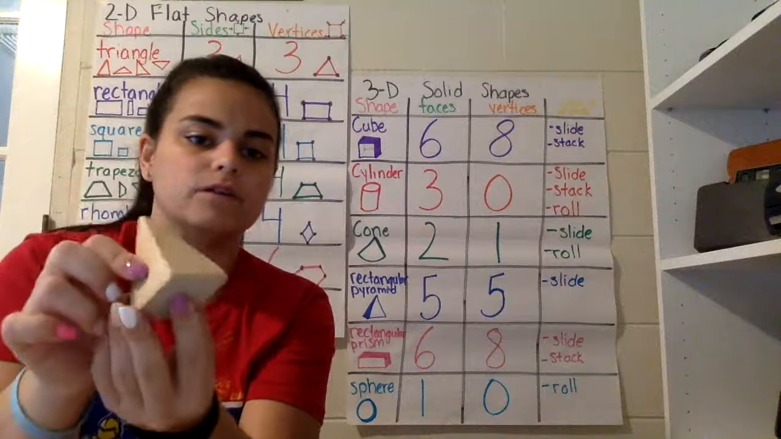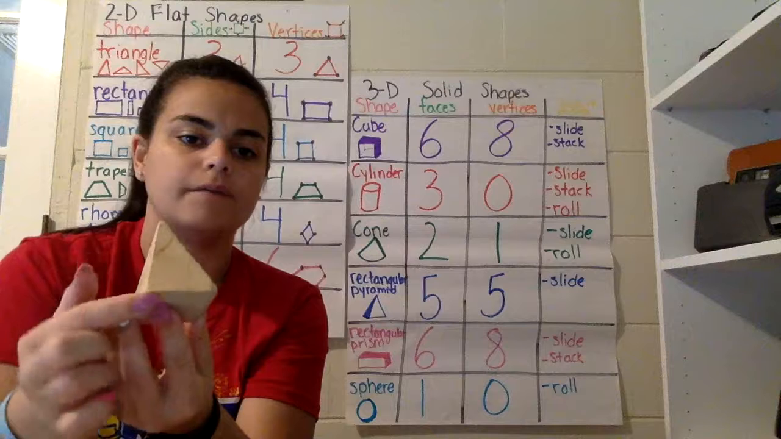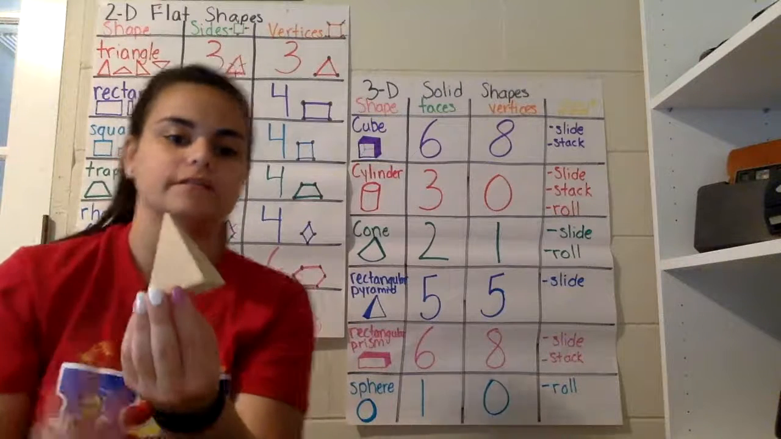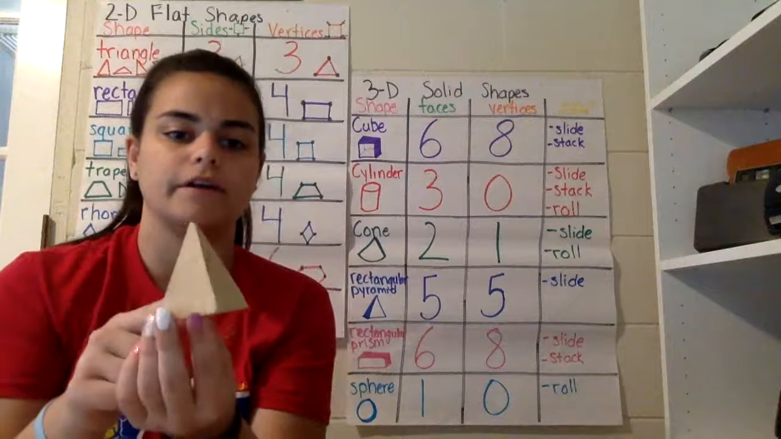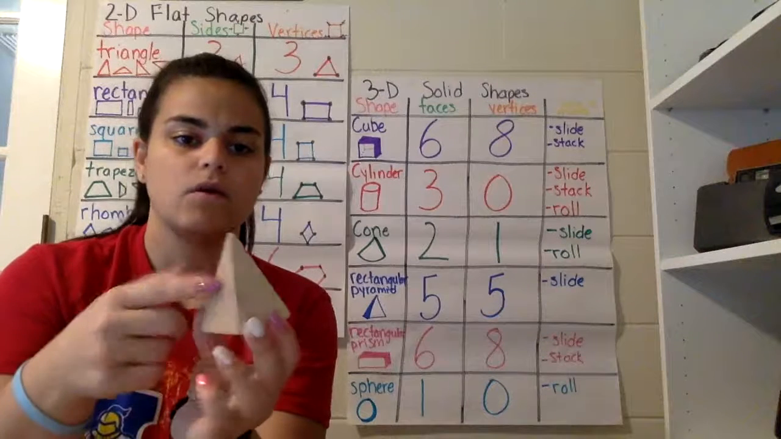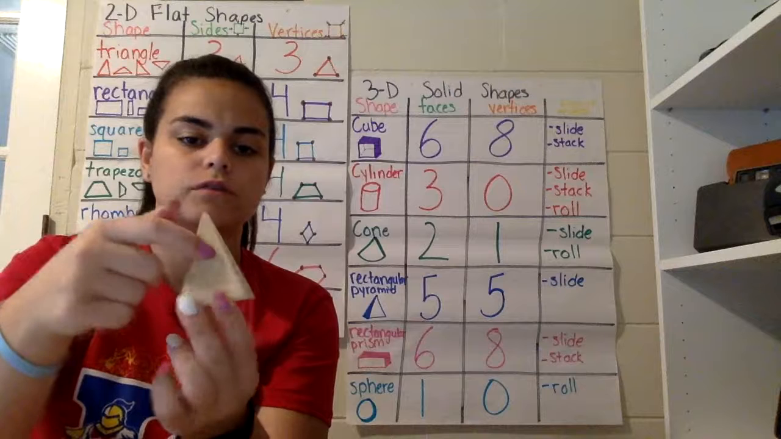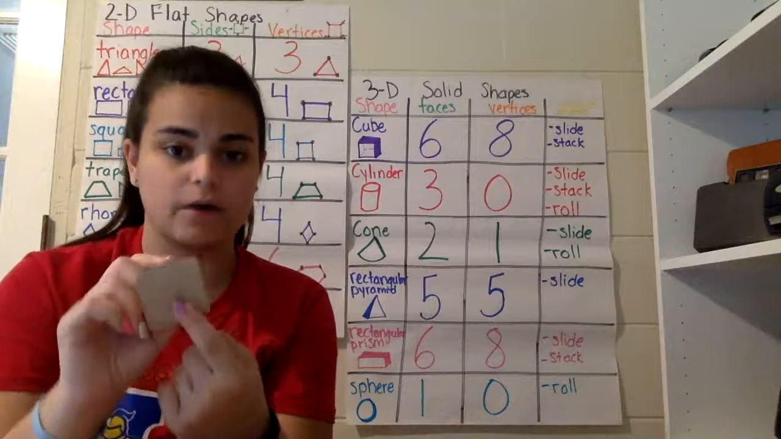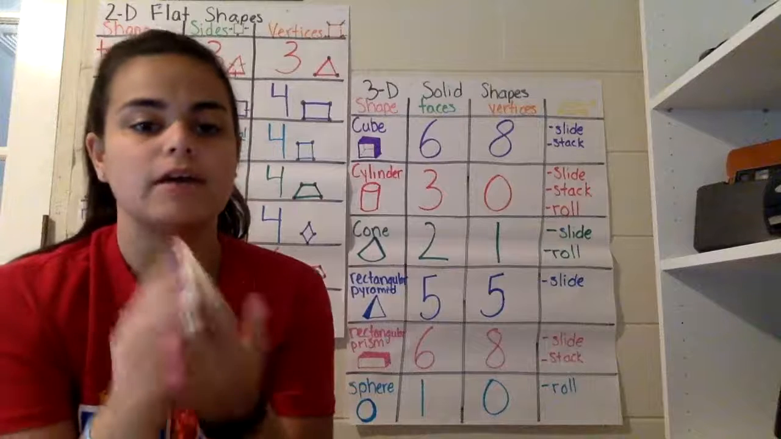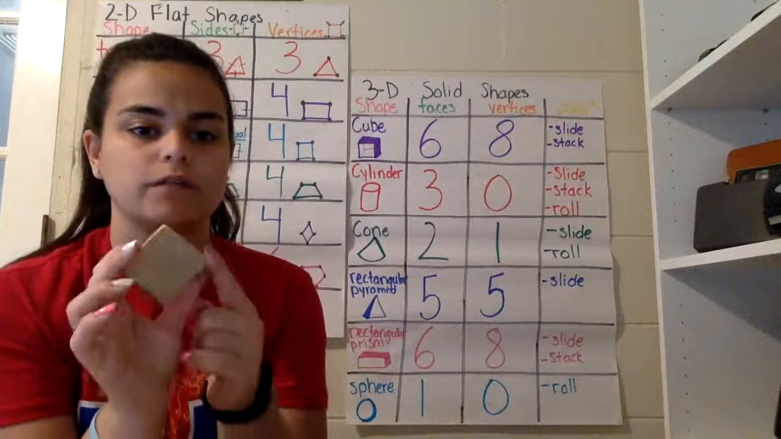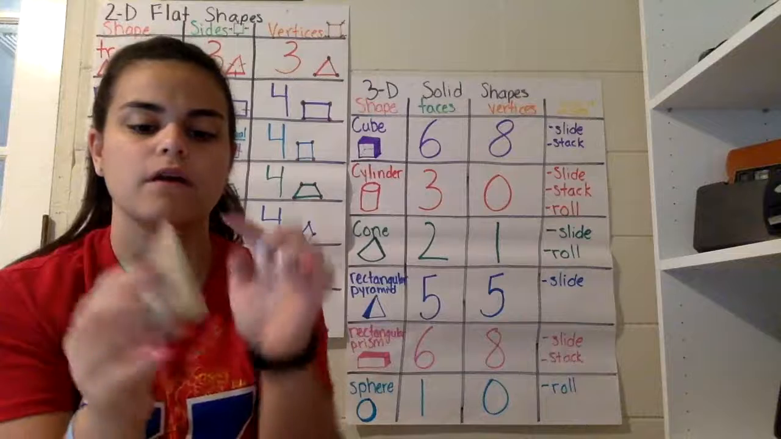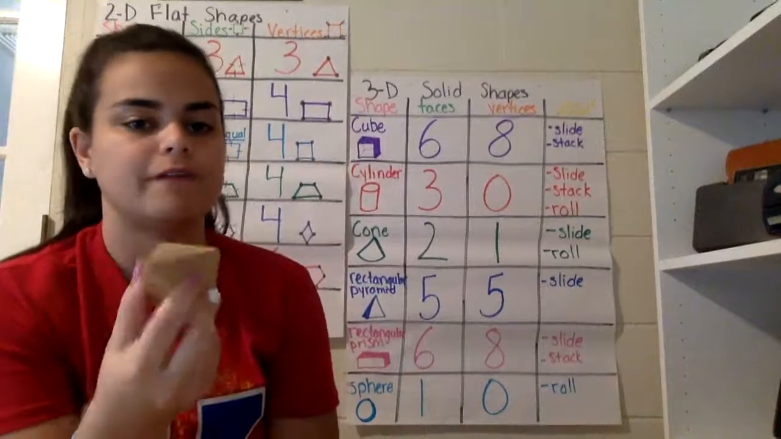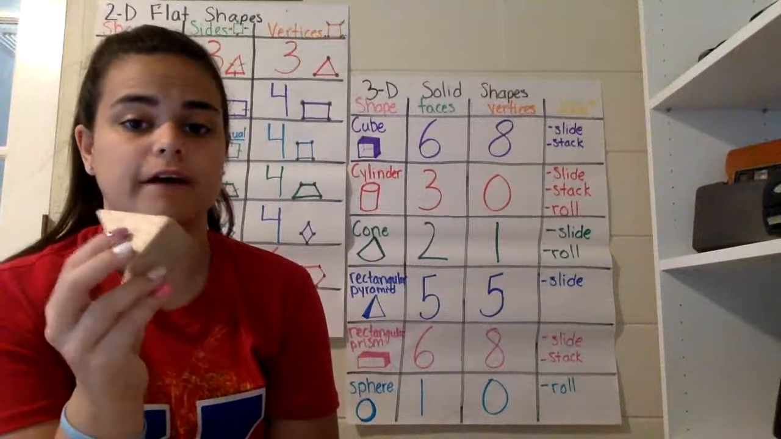Now, looking at the sides, coming from those vertices, it's going to make more flat faces. So how many faces are here all together? Well, let's count them. 1, 2, 3, 4, 5. 5 faces. It also has 5 vertices. We have those points. 1, 2, 3, 4, and 5. The 5th one is right on top. So we have 5 faces and 5 vertices.